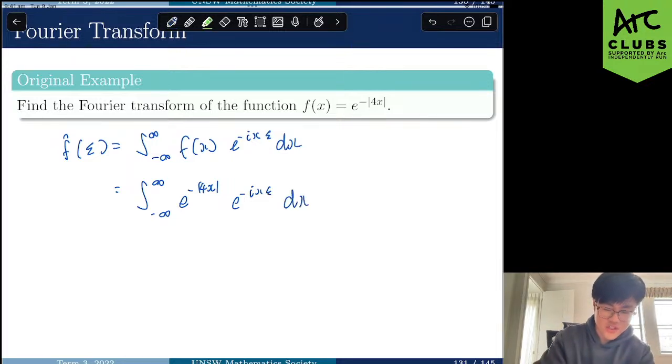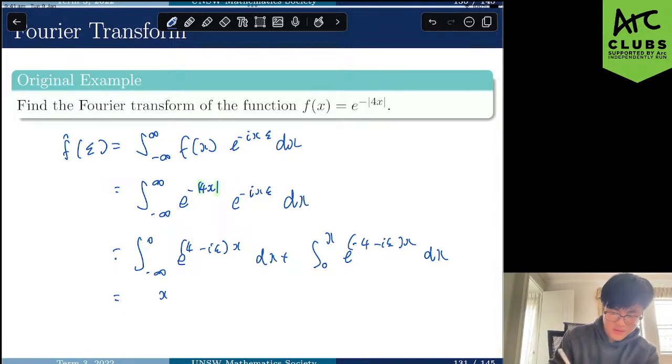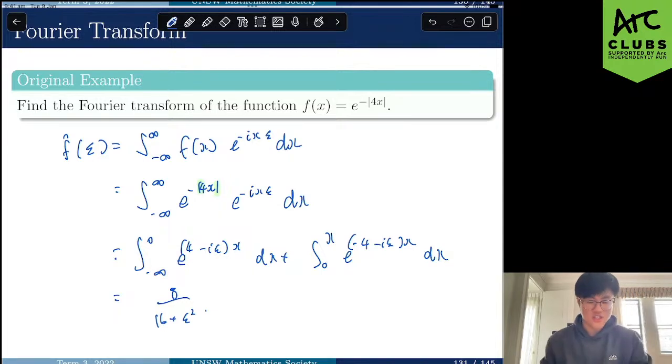A common thing to do is to make sure to split up the bounds because of this absolute value. A lot of times you do need to split up between the negative and positive parts. So if we look at the negative part first, you'll get the integral of 4x e to the minus i psi x dx, plus the integral from 0 to infinity of e to the minus 4x minus i psi x dx. Hopefully you guys are comfortable with doing this integral. It's simply integrating an exponential. So I'm just going to jump in and write the final answer. It'll be 8 over 16 plus psi squared. The whole point of this is a pretty simple application, a straight up use of the formula to find the Fourier transform.